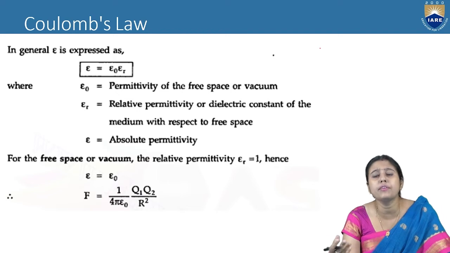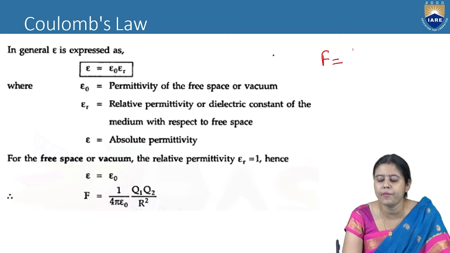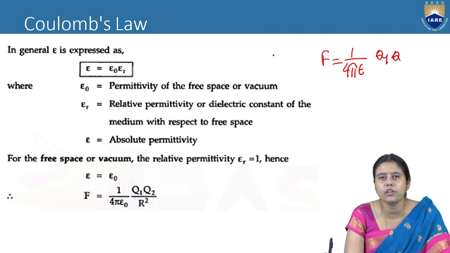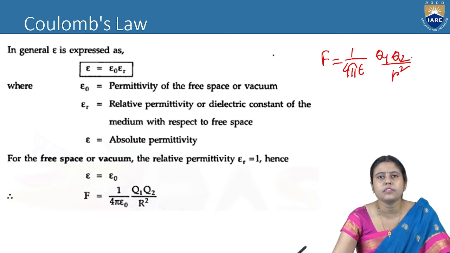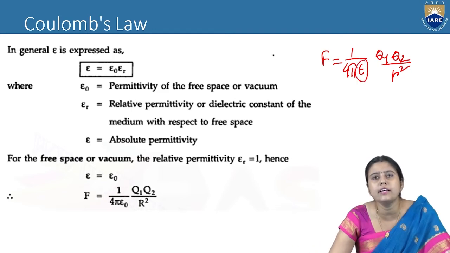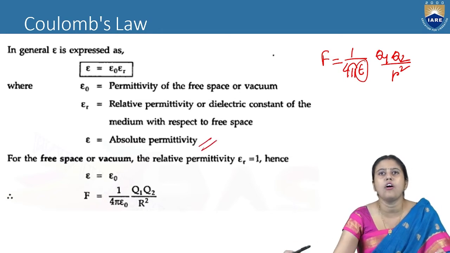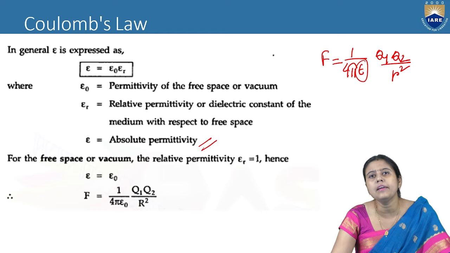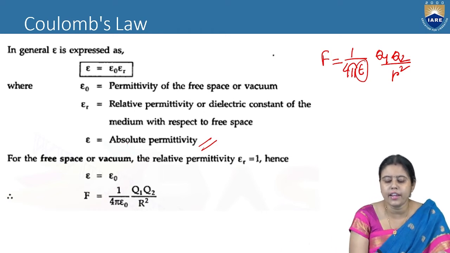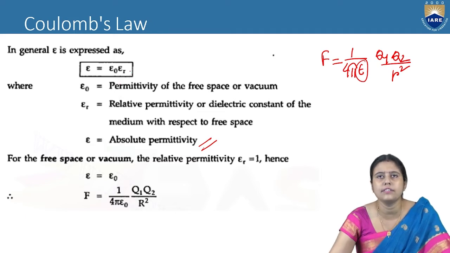But if the medium is other than vacuum, what will happen? In that case, we write F is equal to 1 by 4 pi epsilon Q1 Q2 by R square. Now, you may ask, what is the meaning of epsilon? Epsilon is the absolute permittivity, or permittivity of any medium. And epsilon is equal to epsilon 0 times epsilon r. What is epsilon?